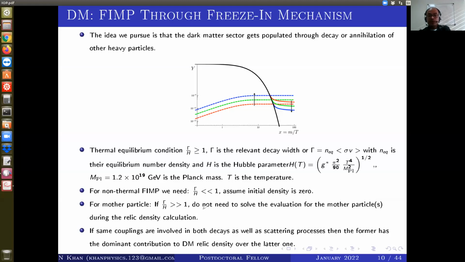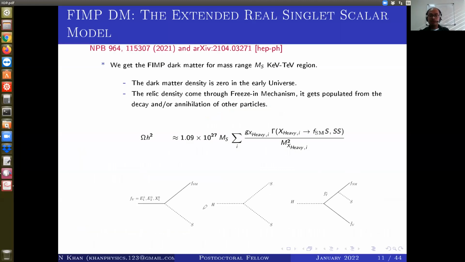Now in this model, in the presence of the singlet scalar, we find that all these heavy mother particles are in thermal equilibrium. So we only solved the evolution equation for the dark matter. Then after solving this Boltzmann equation, we get a simple formula in this model, and you can calculate the relic density.